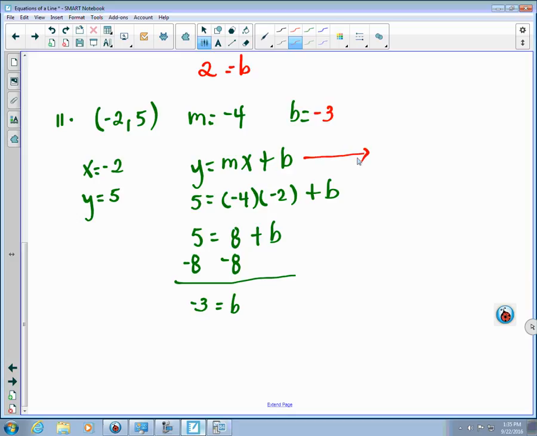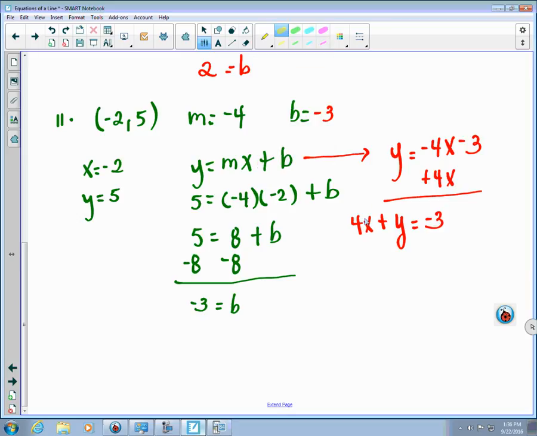Back to mommy. So what's my slope? -4x minus 3. Okay? And then x and y need to be chilling and partying together. So plus 4x on both sides. Uh-oh. So 4x plus y equals -3. Yay? All right, let's go to the next page.